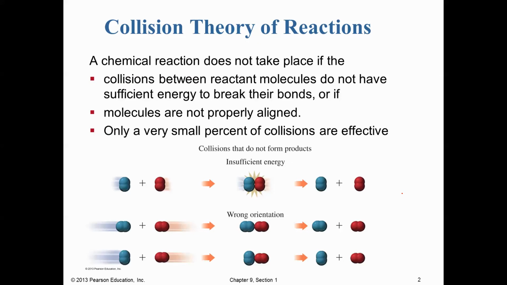So looking at our collisions here, if our molecules don't have sufficient energy and they crash into each other, they just bounce off each other and no reaction occurs. So that's one way that our collision might not result in reaction. The other way is if we have the wrong angle. So if our energy is too low and or our angle of collision is improper, then the molecules just bounce off each other and no reaction occurs.